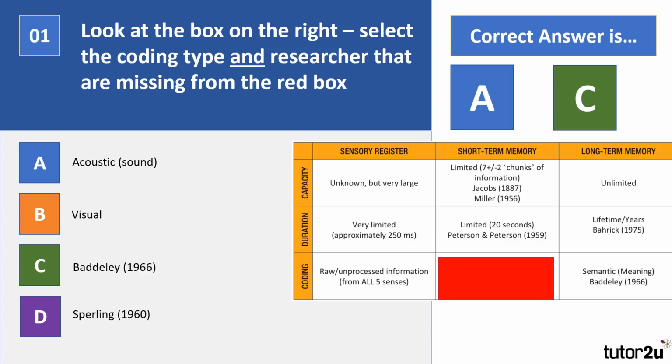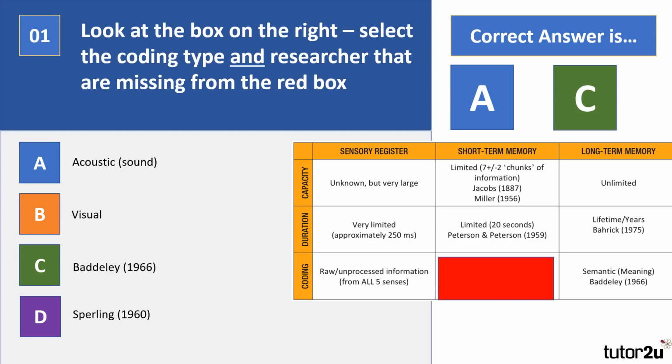And what we have on this table is the real detail for the multi-store model of memory. It clearly shows exactly what you need to be doing in respect to the three stores. That's to say the sensory register, short-term memory and long-term memory. Because what you need to be able to do is make reference to their capacity, duration and coding.